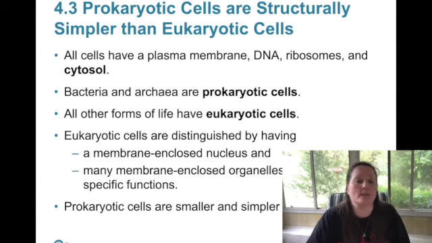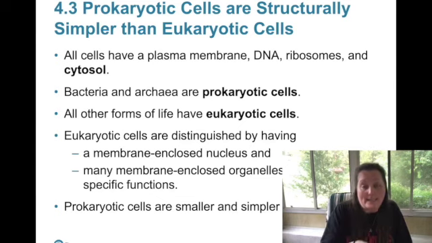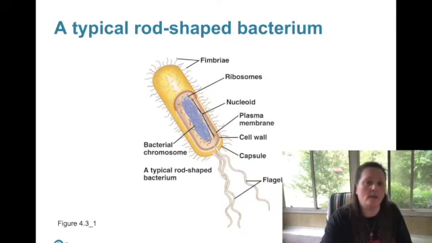Eukaryotic cells are distinguished by having a membrane-enclosed nucleus and many membrane-enclosed organelles that perform special functions. So, prokaryotic cells are smaller and simpler in structure. These are a lot more basic. They are lower on the evolutionary scale, which we will cover in Bio 124. And when we're in 124, you're going to hear me constantly refer back to 123.